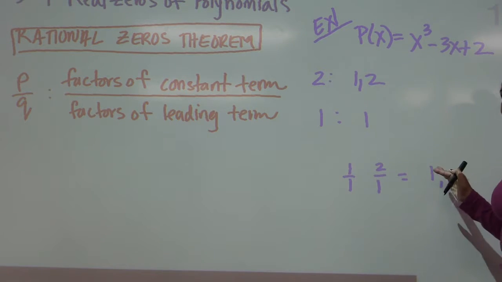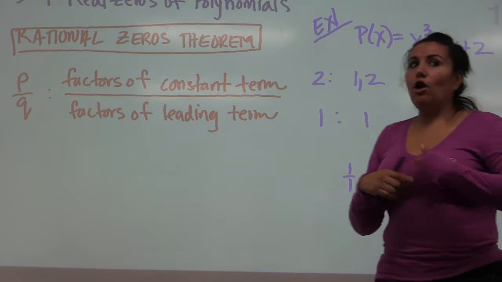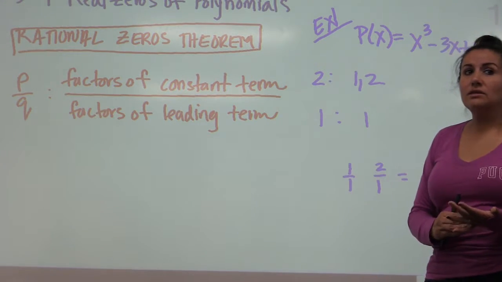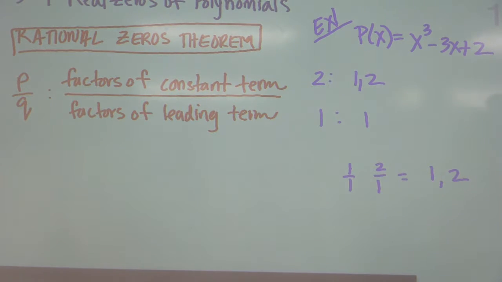But it's not telling us the ones that aren't rational. You guys remember what a rational number is? A rational number is a number that can be written as a fraction. So the square root of 2 wouldn't count, but 1/2 would count, and integers would count. So any fractions or integers that are zeros have to be in this list. Then how do I know if 1 is a 0 or if 2 is a 0?